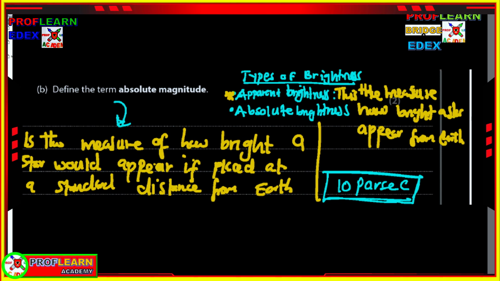there are two types of brightness of a star, which are apparent brightness and absolute brightness. Apparent brightness is the measure of how bright a star appears from the Earth. If you are asked to define absolute brightness, it is a measure of how bright a star would appear if it were placed at a standard distance from the Earth, which is 10 parsecs. So for this coming May-June exam, you need to remember how to define the two types of brightness: apparent brightness and absolute brightness.